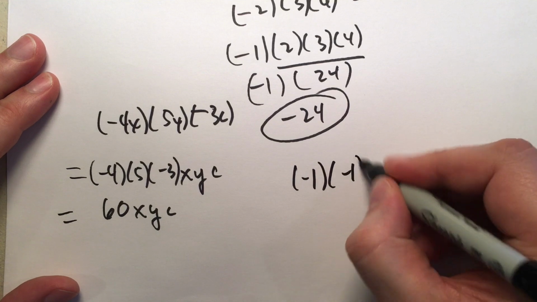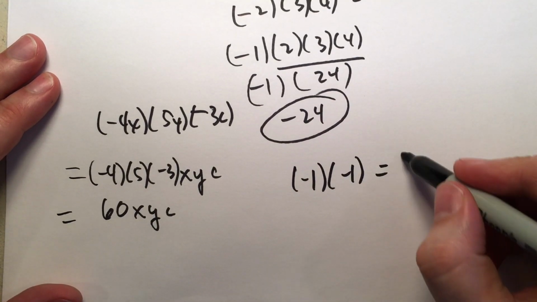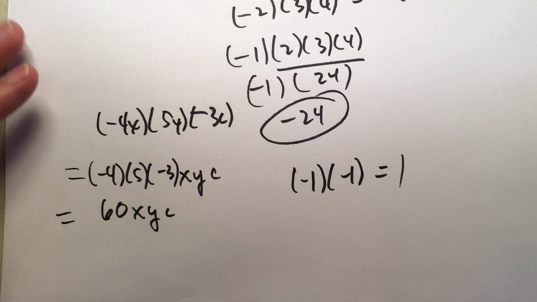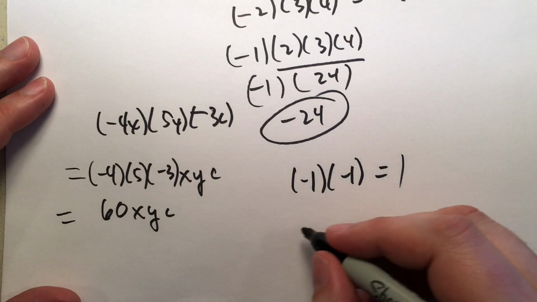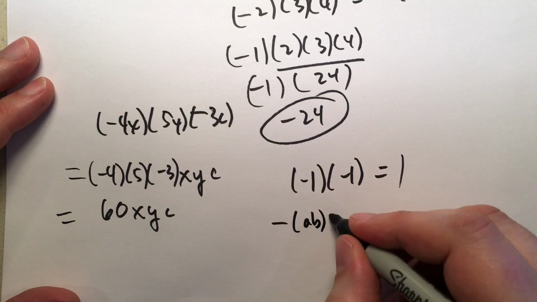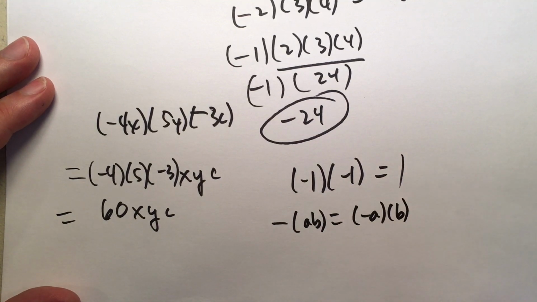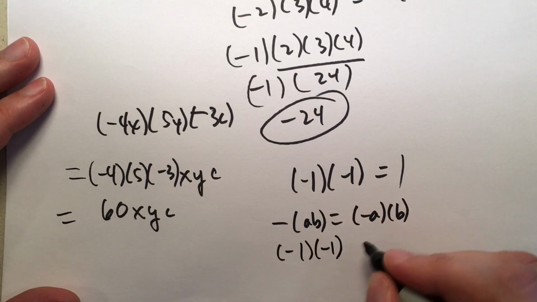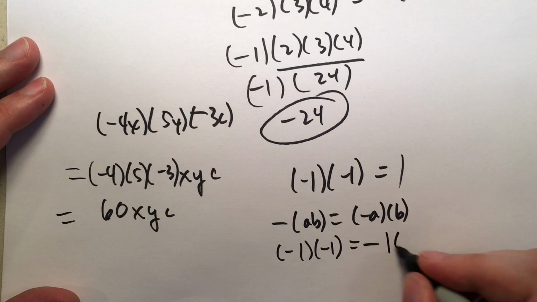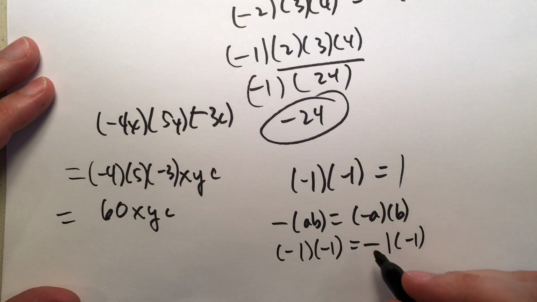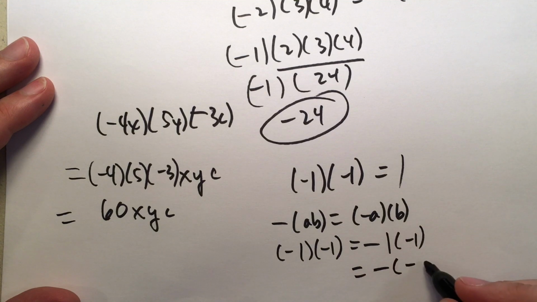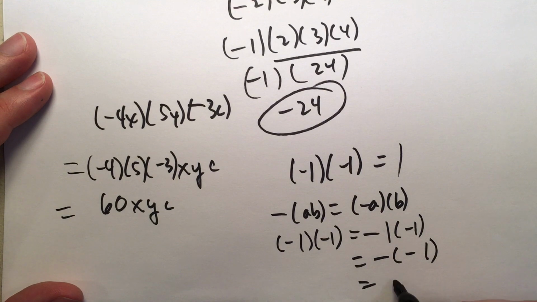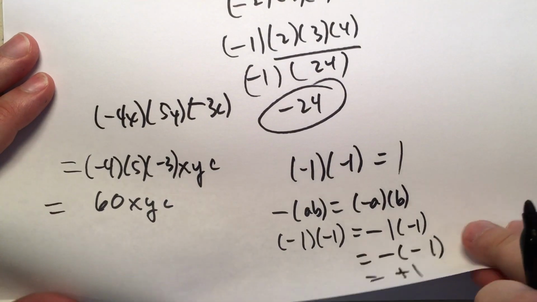Notice minus 1 times minus 1 is equal to what? 1. What does it mean to multiply by a negative? How do we know this? Well, if minus AB is equal to minus A times B, then minus 1 times minus 1 is the same as minus times minus 1. This is also equal to minus a minus 1. And we've already learned that minus a minus is positive. Excellent.